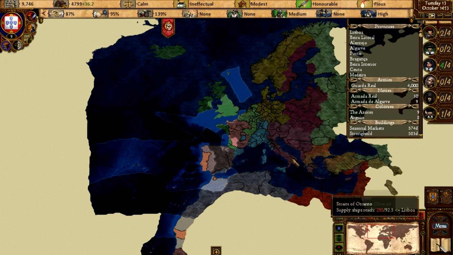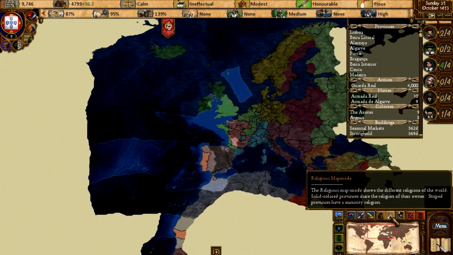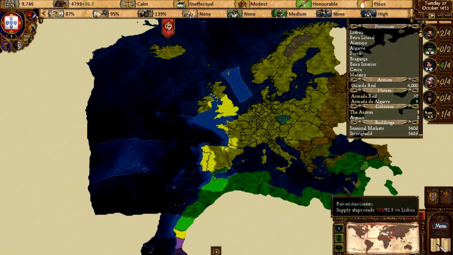Then we have the trade map mode. You can see here, this whole region trades through Venice, this region trades to Genova, this region trades to Andalusia, Paris, London, etc. Then we have the religious map mode. You can see Catholic Europe, Muslim North Africa, Orthodox Eastern Europe.